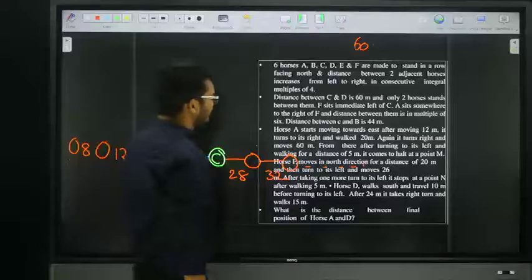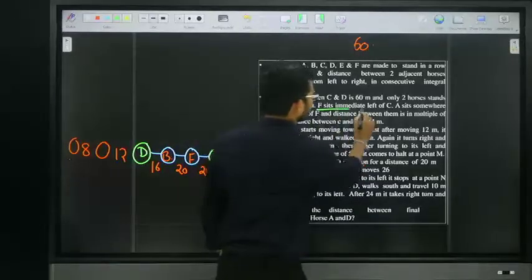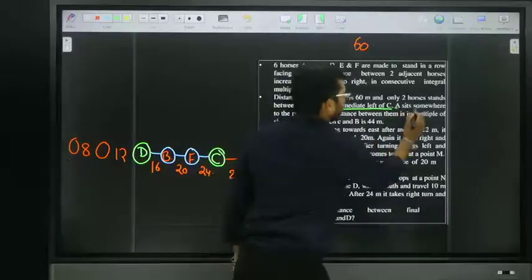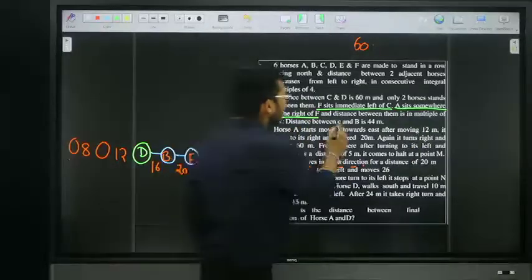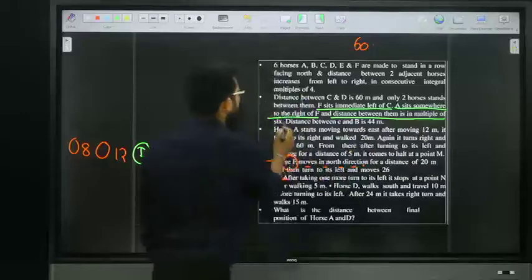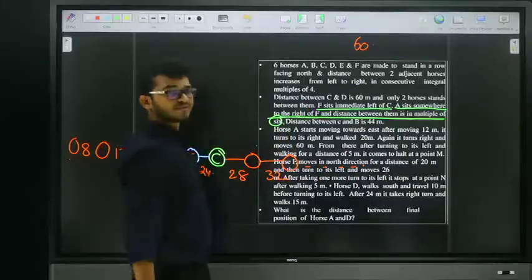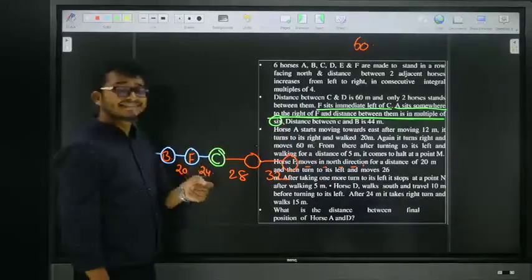Friends, the next one is what? See here. F sits immediately left of C, completed. The next one: A sits somewhere right of F, and the distance between them is a multiple of 6. Friends, here A sits somewhere right of F.